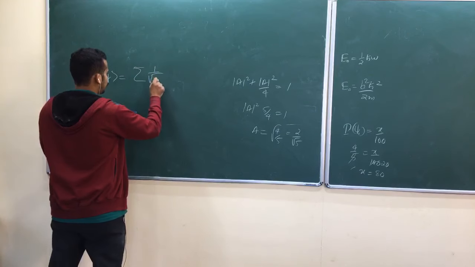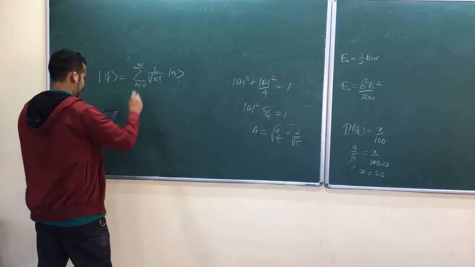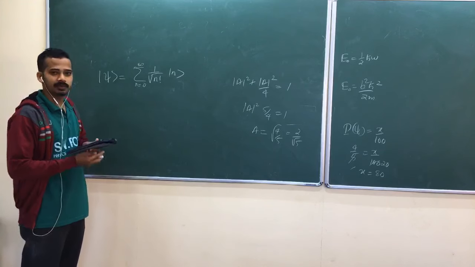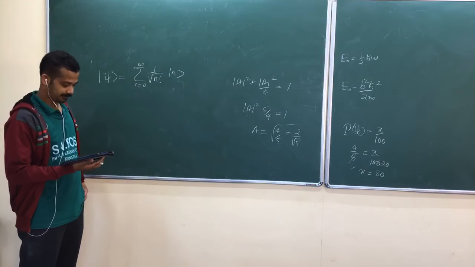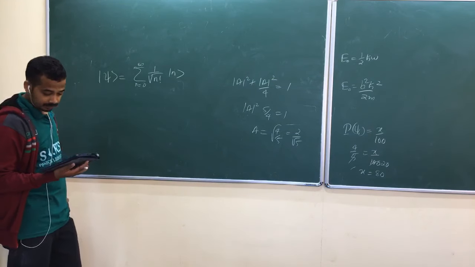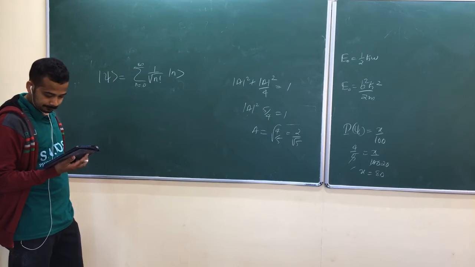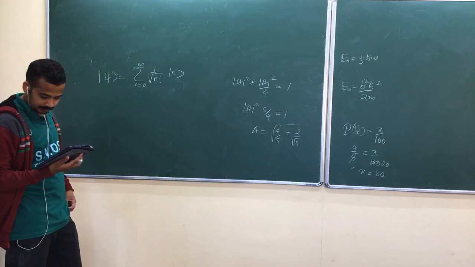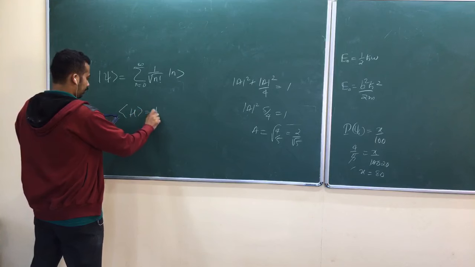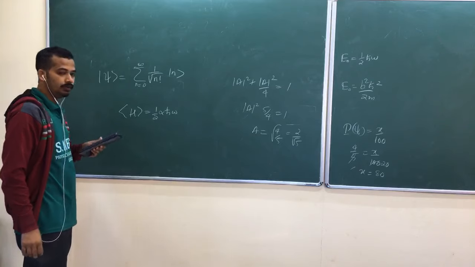The state is the summation over n equal to 0 to infinity of 1 by root n factorial times state n. Am I right? Nowhere he said it is normalized, but he has given it like that. It looks very well designed, isn't it? Whatever. These n are eigenstates of the harmonic oscillator. Let the expectation value of the Hamiltonian be half alpha h bar omega. What is the value of alpha?